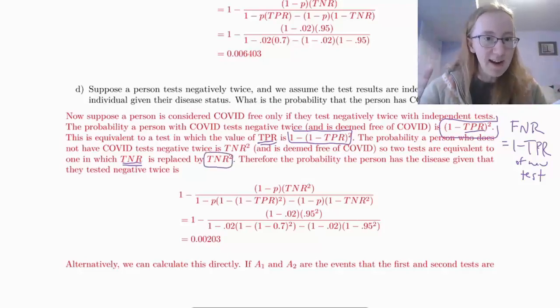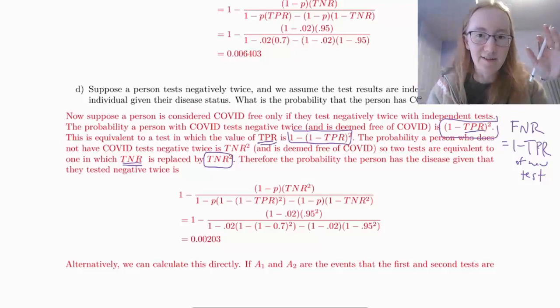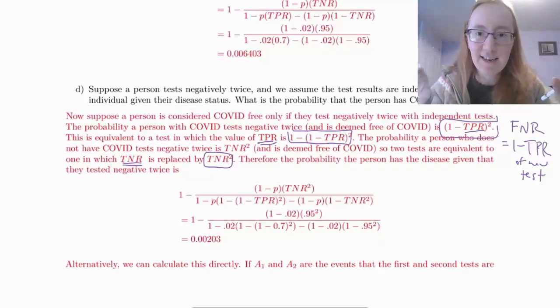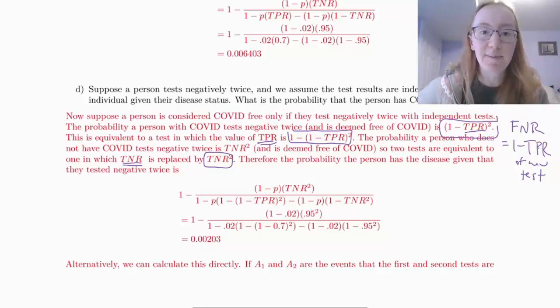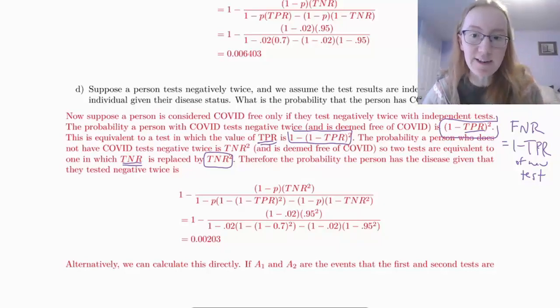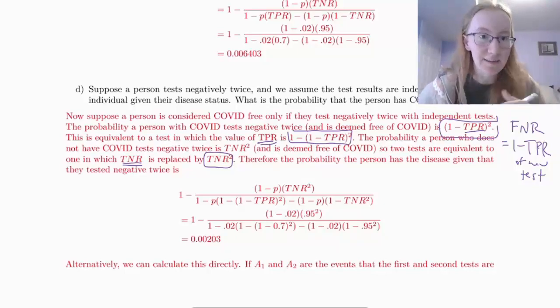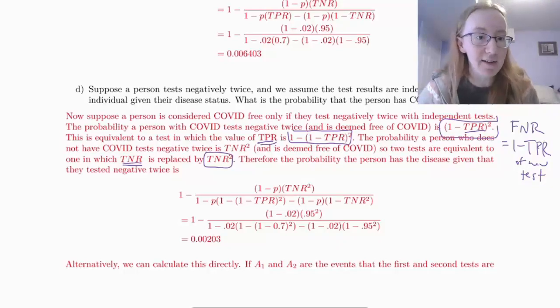So with that in mind, this whole testing protocol now has a TPR and a TNR. Sorry, that should say TNR, of these two values. And then we can do the calculation that we did before in terms of finding the probability that they actually have COVID, using the same formula as before, but just subbing in these new values.